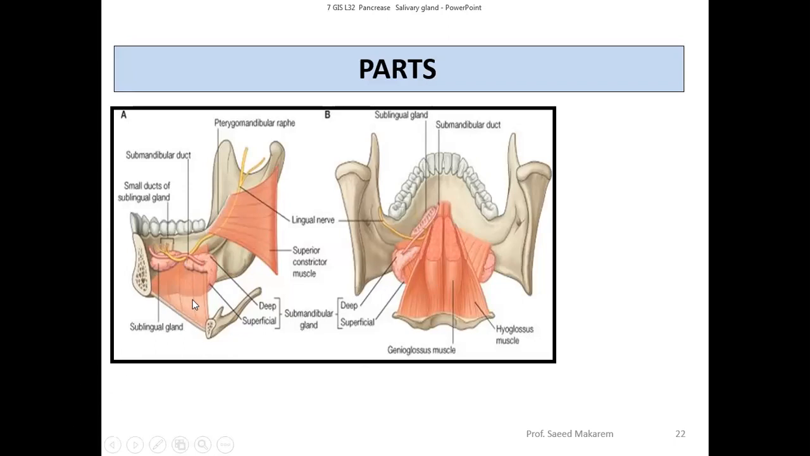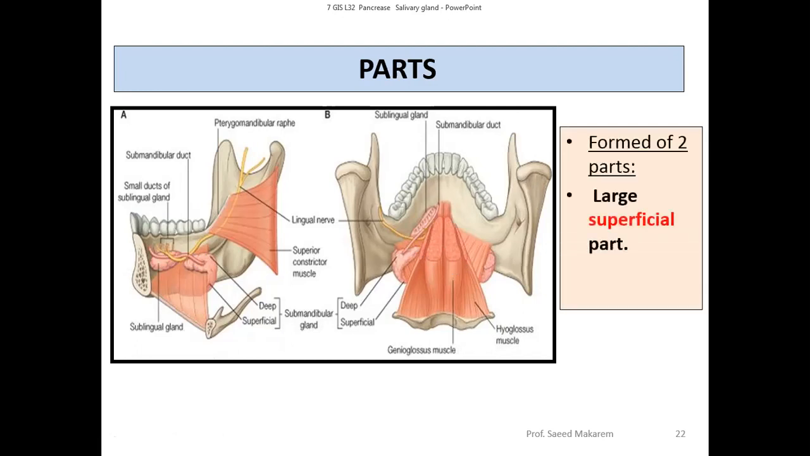This muscle is the hyoglossus, which divides the gland into superficial and deep parts. Here is the duct of the submandibular gland. This is the side view, and this is the back view, the posterior view. It has two parts, superficial and deep. The superficial part is larger and the deep part is smaller. As you can see here, the deep part is small and the superficial much larger.